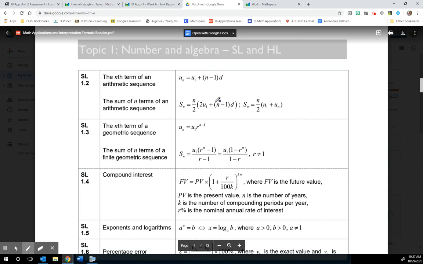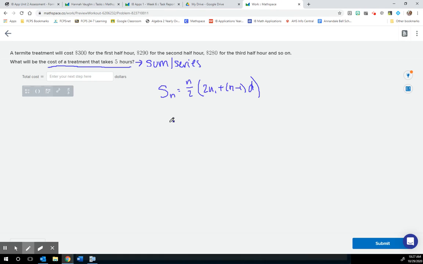So I'm going to use my series formula, or the sum of a sequence formula, for arithmetic. Since I don't have the last term, I'm not going to use this formula. I'm going to use this one instead, so I'm going to copy that over to my work. All right, so subbing in what I know, I am looking at a total treatment of 5 hours, but notice how they give you increments in terms of half hours. So that tells me that instead of n equaling 5, n should actually equal 10, since the cost they're giving me is per half hour, and there's 2 half hours in 1 hour. So that's why I'm using 10 as my n.